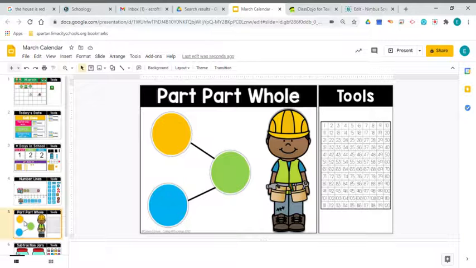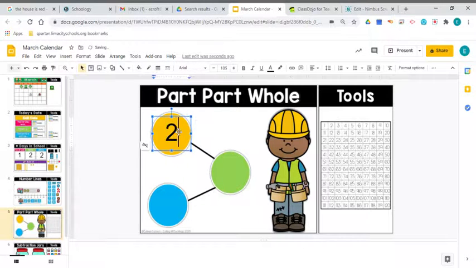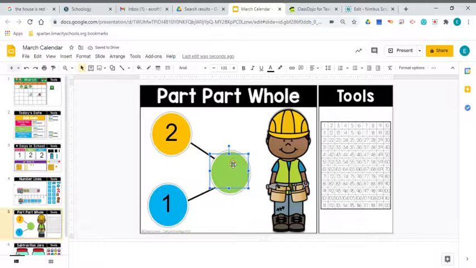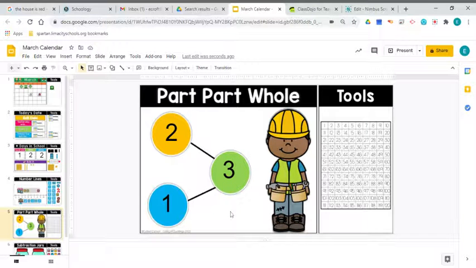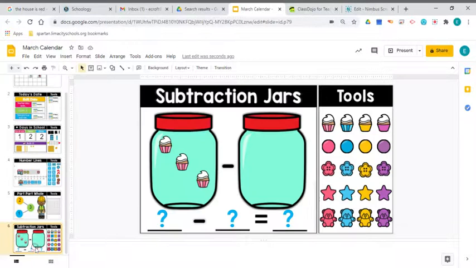Checking out our number bond here. Part, we had two donuts that were yellow. We had one that was pink. So those are the two parts that we're putting together. When we have all of those donuts together, we have three. That's the whole thing. Altogether, there are three. That's the number bond. Let's check these subtraction jars.